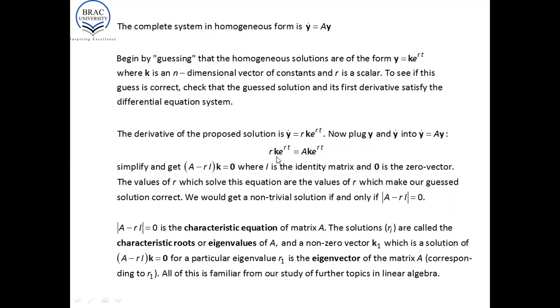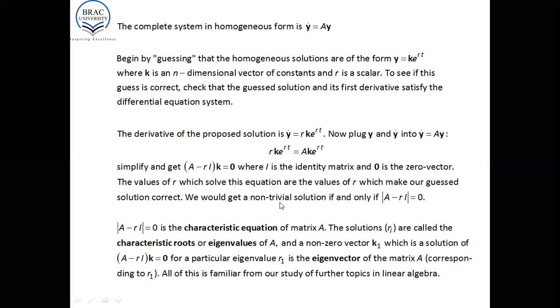You could take rk to the right-hand side, you'll have Ak minus rk. You can take k common, and inside brackets, you will get A minus rI. When we multiply r by the identity matrix, it remains the same, right? So where I is the identity matrix and 0 is the zero vector. The values of r which solve this equation are the values of r which make our guess solution correct.